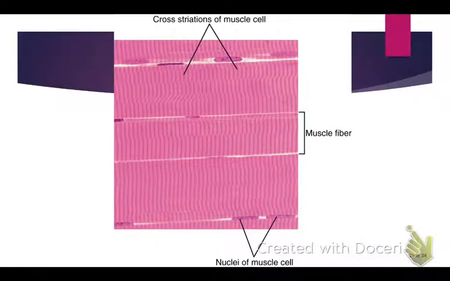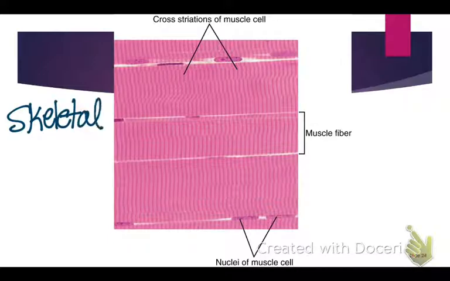So, what kind of cell is this? Cardiac. Okay. It is skeletal muscle. Now, how do we know?